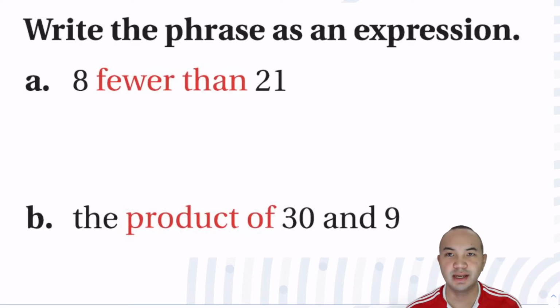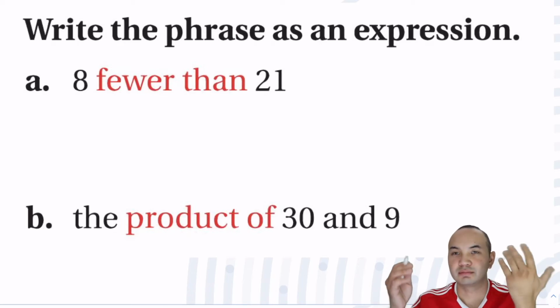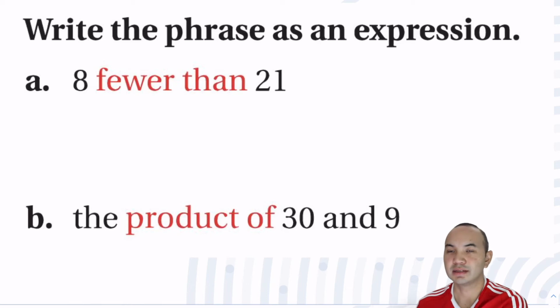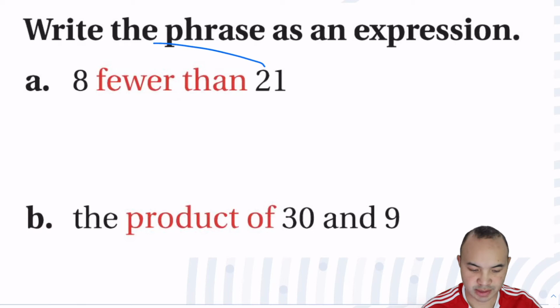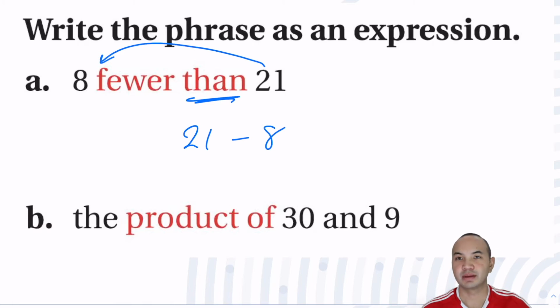So if I said I had 8 fewer dollars than Jim, and Jim has $10, I have 10 minus 8 because I take his money and I subtract mine. So in this case, this is like one of those backwards words. So fewer than, that "than" is an important word. So it's going to be 21 minus 8.